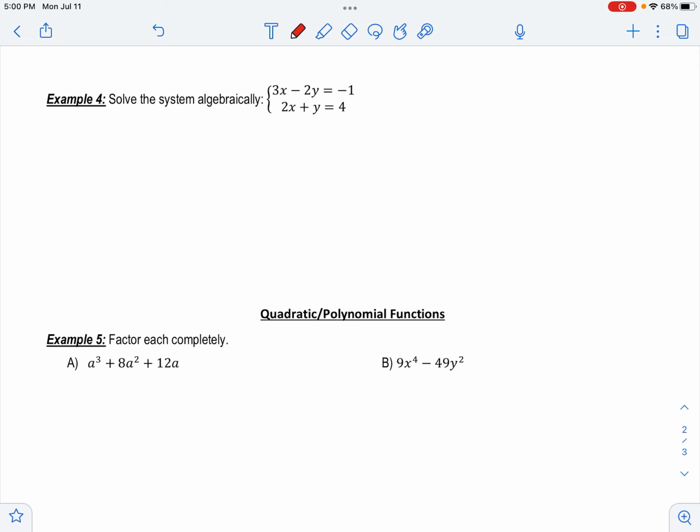This is all no calculator, so we're not going to use matrices. So what we have to decide is substitution or elimination. So what you're going to do is you're going to look at your 2 equations. If there's a variable already solved for, meaning if you see one of the equations is x equals or y equals, you're going to use substitution. If you don't see that, you're going to use elimination. So I don't see that, so I'm going to use elimination.